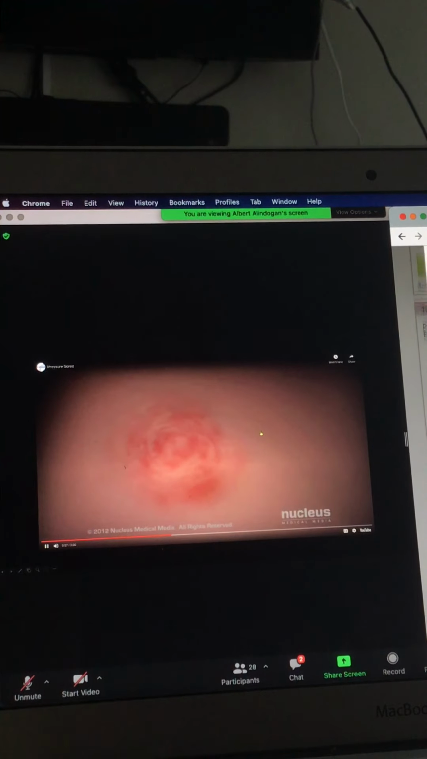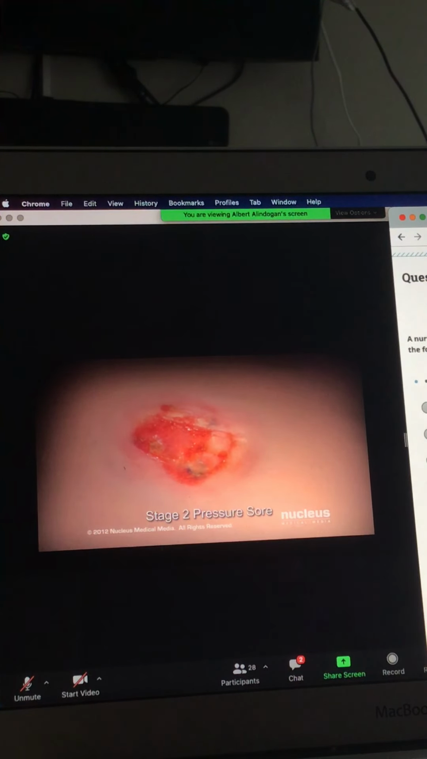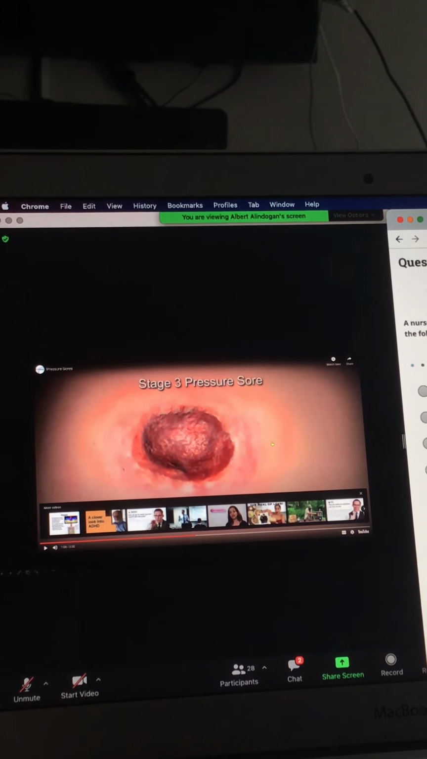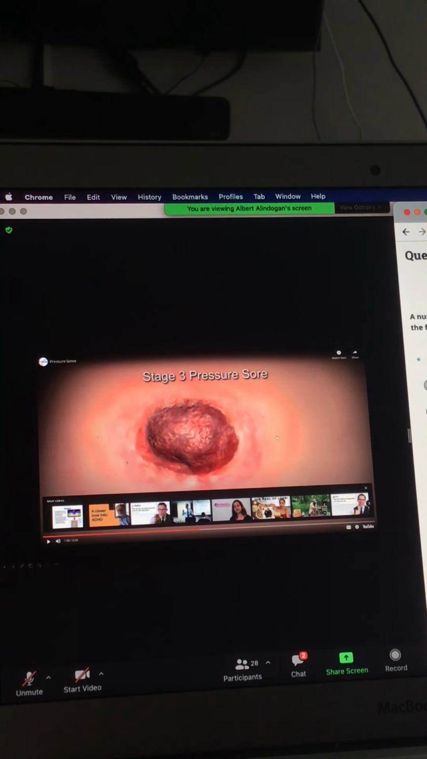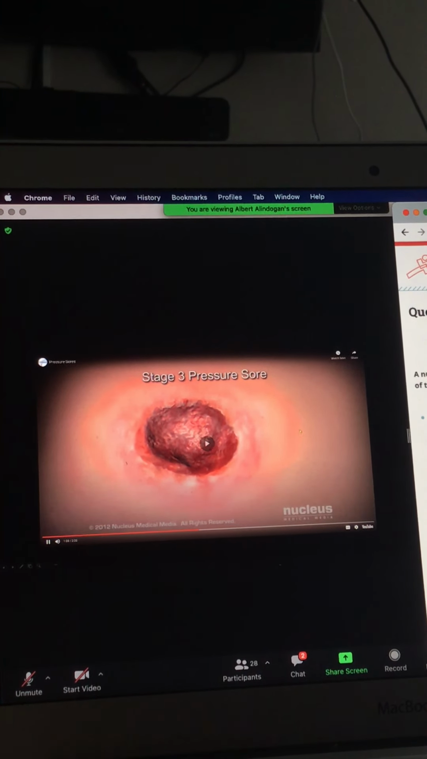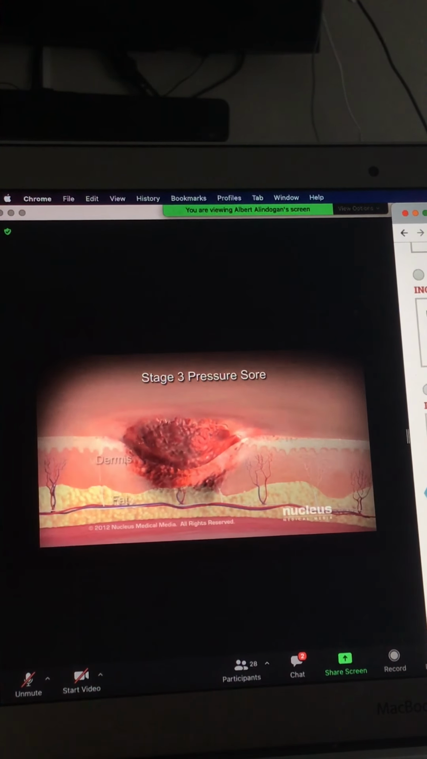A stage 2 pressure sore appears as a blister or an open sore. The area surrounding the sore may be red and irritated. A stage 3 pressure sore involves... How deep is a stage 2 pressure injury? Up to what level is the depth of a stage 2 pressure-related injury? The dermis and epidermis. When it goes to the subcutaneous layer, what do we call that now? Stage 3. Stage 3 involves a full thickness loss of skin that appears crater-like and extends to the layer of fat beneath your skin.